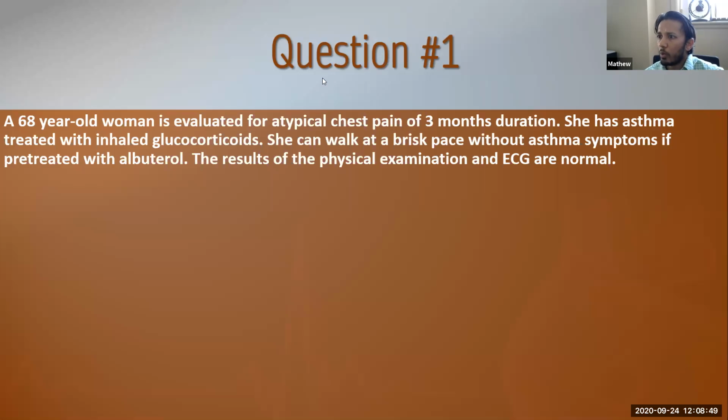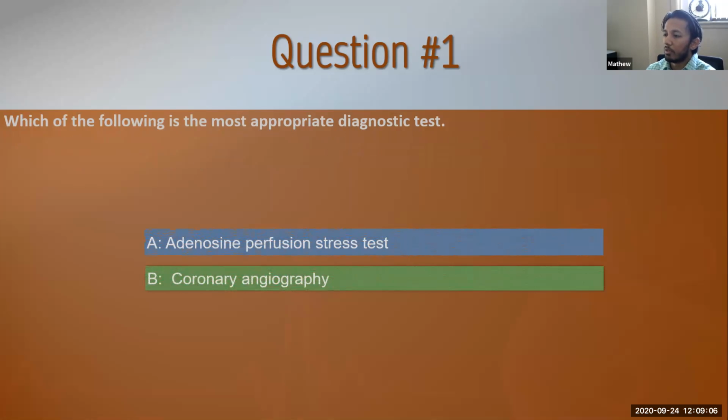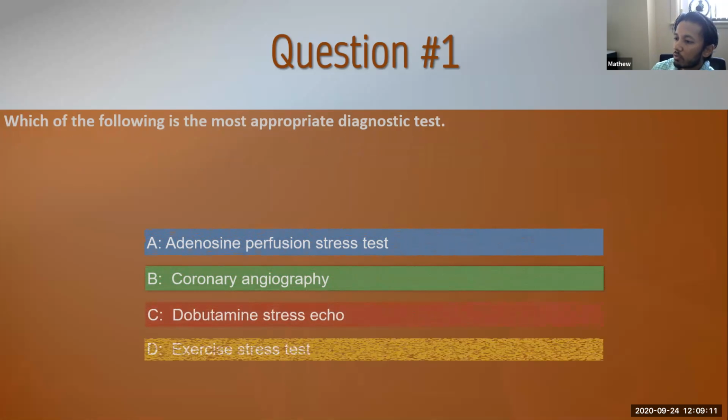Okay. So we have a 60-year-old woman who's evaluated for atypical chest pain of 3 months duration. She has asthma, treated with glucocorticoids, but she can walk at a brisk pace without any of her symptoms if she uses her albuterol ahead of time. The results of the exam and the EKG are otherwise normal. So which of the following is the most appropriate diagnostic test? It's going to be the adenosine stress test, coronary angio, dobutamine stress, or exercise stress. I don't remember how many options I have. So those are your three.